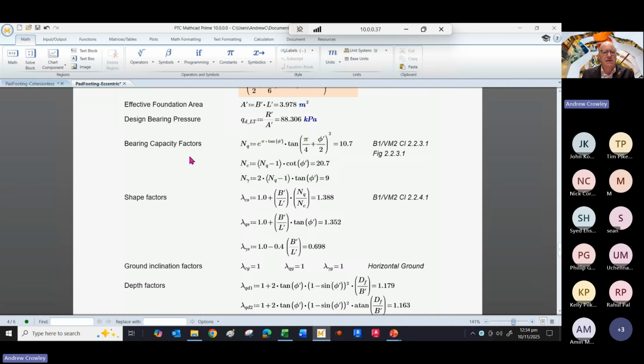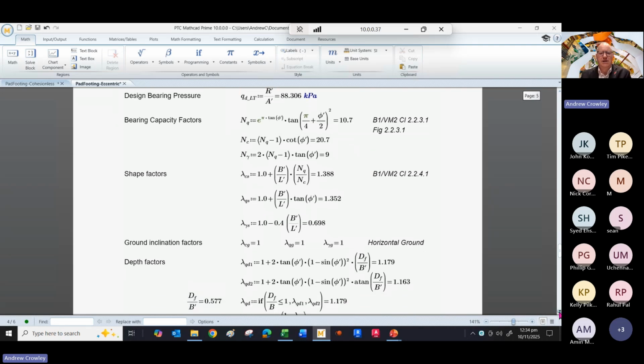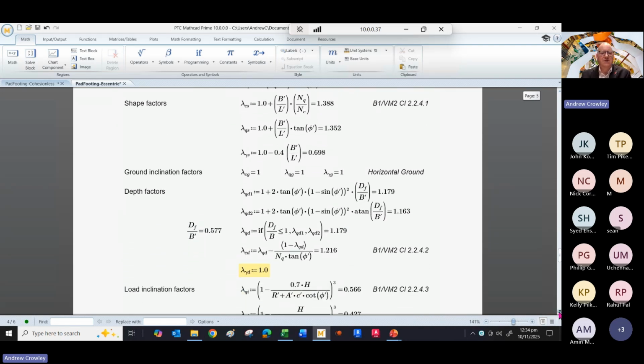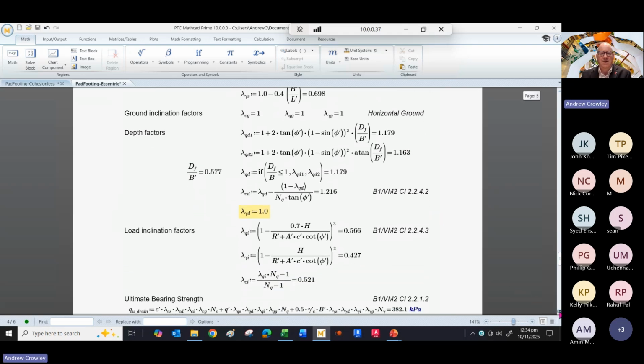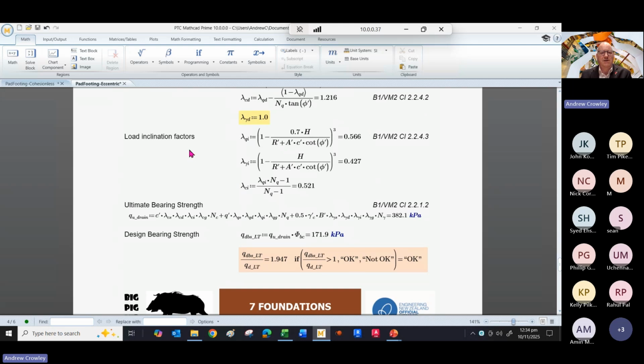Here are our recalculated bearing capacity factors. Now that we're looking at an angle of shearing resistance, we work out the shape factors again, work out the ground inclination factors are still 1, and our depth factors are worked out using those values. Again, rework out what the load inclination factors are, because we've got different values for our reaction and different values for our effective areas.